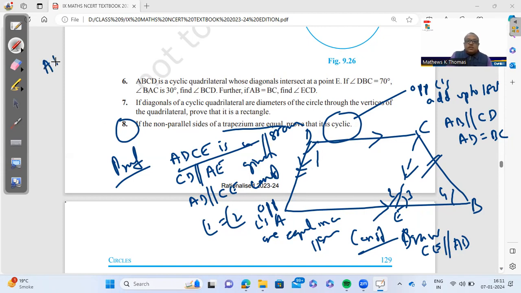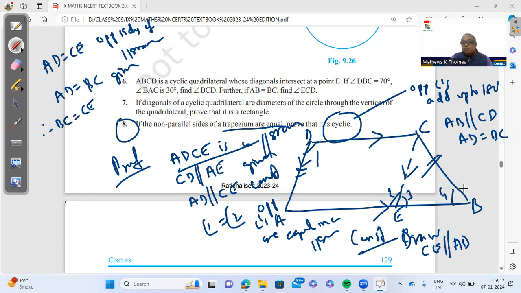See, AD is equal to CE, opposite sides of a parallelogram are equal. AD is equal to BC, already given. Two things equal to the same thing are equal to each other, therefore BC equal to CE. Therefore, we can say if the sides are equal, angles opposite to them will also be equal. So here we've got angle 1 equal to 2, here we've got 3 equal to 4.